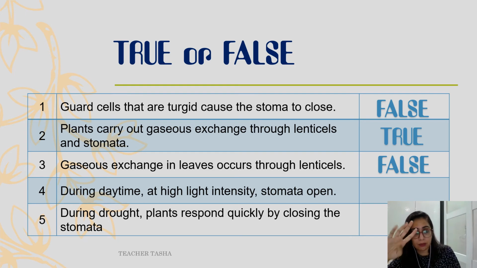Now, number 4, during daytime, at high light intensity, stoma open. Yes, because it needs to carry out photosynthesis. It needs the water, it needs the carbon dioxide, and at high light intensity, a lot of sunlight, perfect, photosynthesis is on. Okay, and number 5, during drought, plants respond quickly by closing the stomata. Yes, of course. So that is true. So it has to close the stomata to reduce water loss.